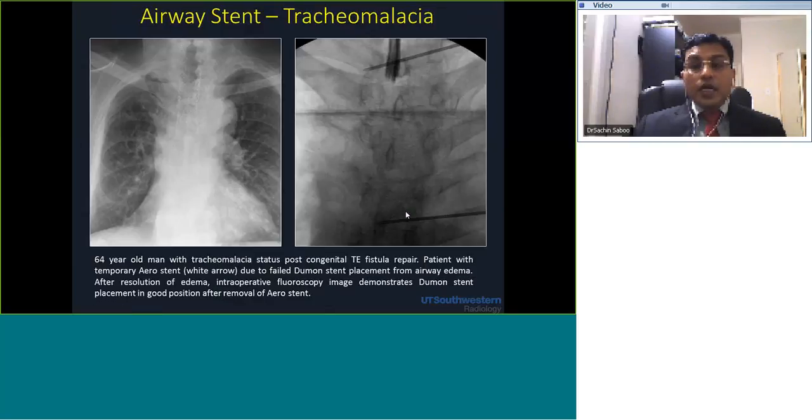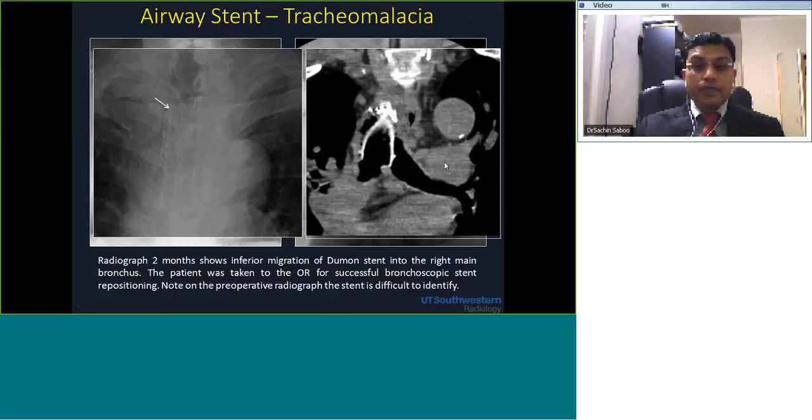Let's take another example of an airway stent, which is in cases of tracheomalacia. The patient had congenital tracheoesophageal fistula repair and subsequently developed tracheomalacia. Initially, they tried to place a Dumon stent, but due to airway edema, it was not successful. So they did place a metallic stent, which was subsequently replaced with a Dumon stent. And as you can see, the metallic stent is seen on this image. You can clearly see it, but the Dumon stent on this fluoroscopic image is still difficult to identify, and that is because of its silicone nature.